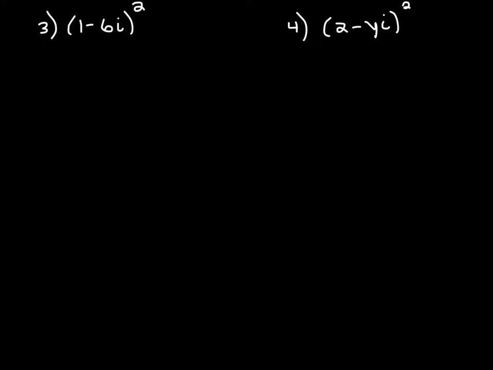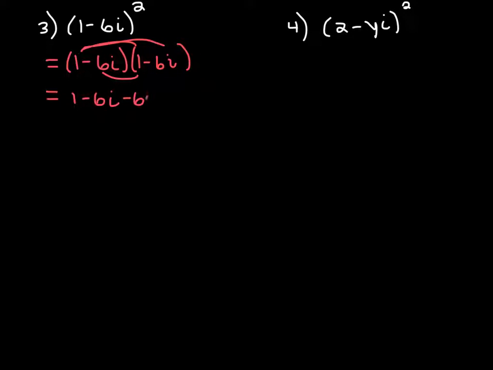Okay, number 3 is actually pretty similar to number 2. When you have a squared, it just means you have two of the same things. So we're going to have a binomial times another binomial. All right, so let's just double distribute this out again. So 1 times 1 is 1, and then 1 times negative 6i is negative 6i. Negative 6i times 1 is again negative 6i, and negative 6i times negative 6i would be positive 36 i squared. Now again, remember, i squared is equal to negative 1.